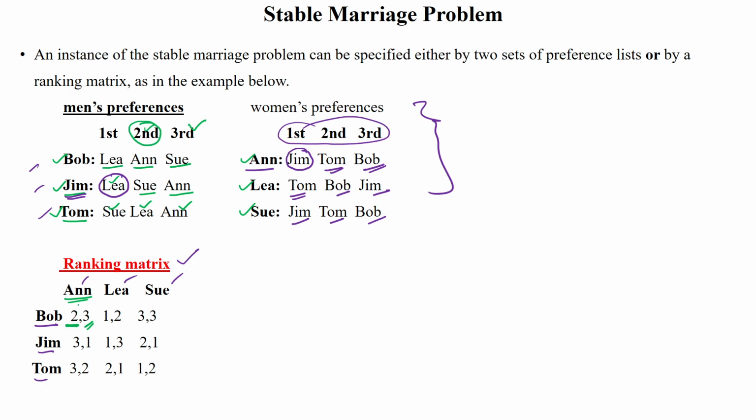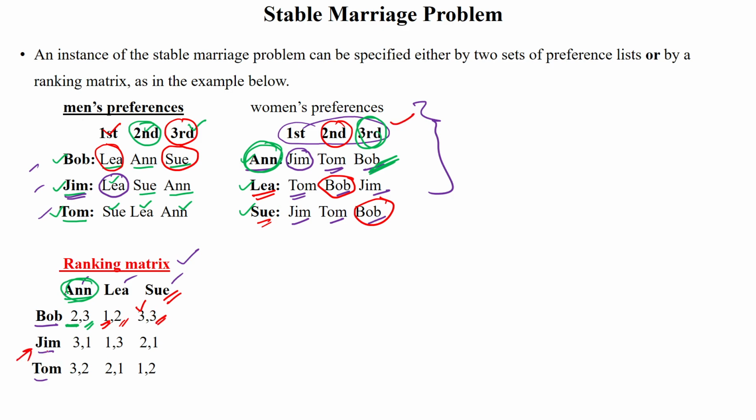So Bob is giving second preference to Anne. At the same time, Anne is giving Bob third preference. You look at that, right? So third preference, like that. Next, Bob is giving Leah first preference. At the same time, Leah is giving Bob second preference, so that is written here. Like that, Bob is giving Shu third preference, so 3 is written here. At the same time, Shu is giving Bob third preference. So she is also giving third preference.